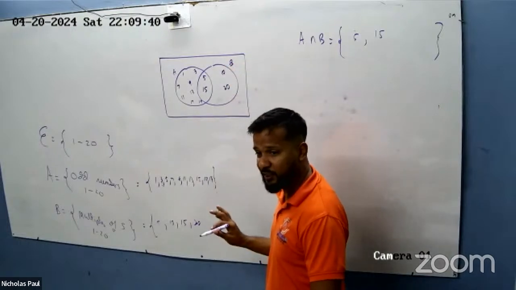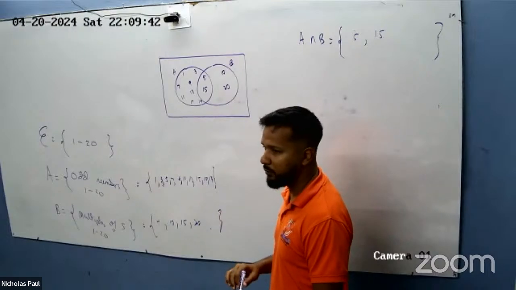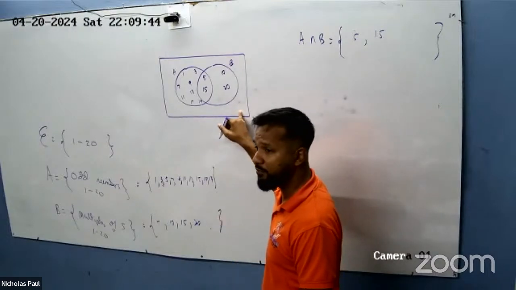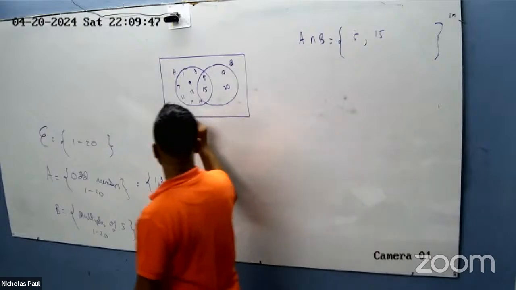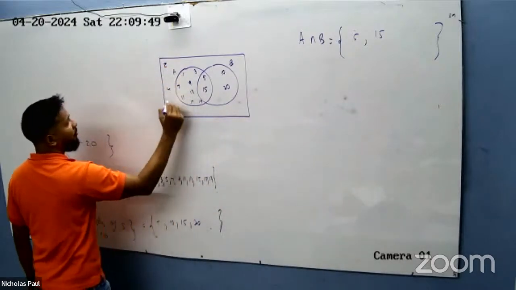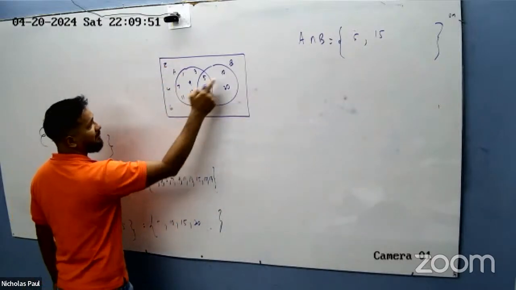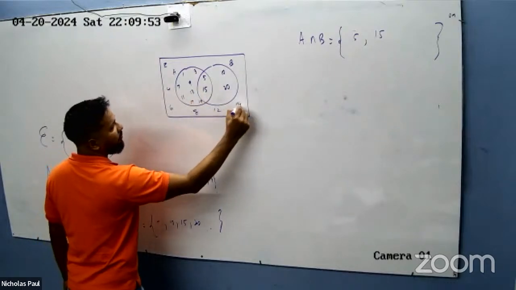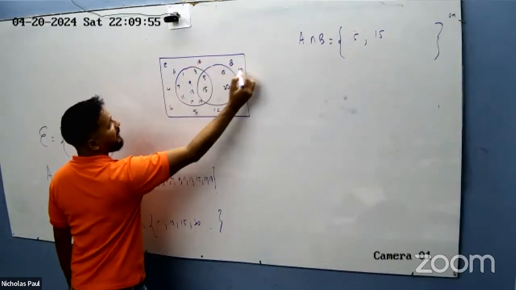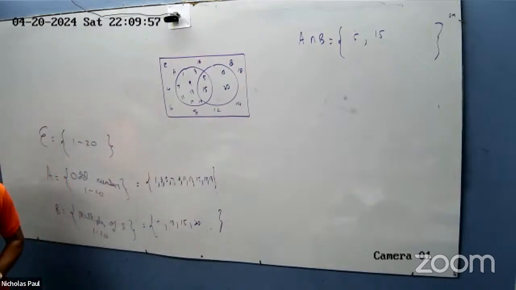Right now, I'm going to finish. We have to put all the even numbers, right? All the even numbers. So that'll be 2, 4, 6, 8, 12, 14, 16, 18. Okay? That is your completed Venn diagram.